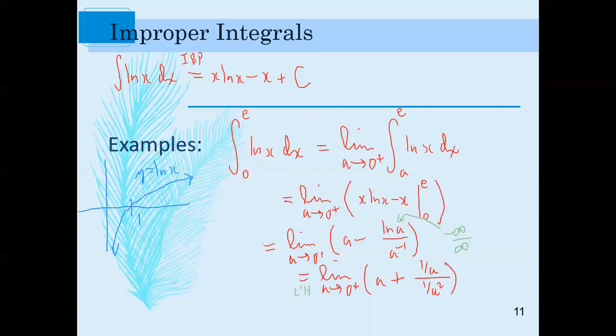But what's this? 1 over a squared. What's that in the end if I were to cancel stuff? That's just a, right? So what's this end up being in the end? It's the limit as a goes to 0 of a plus a, which is, oh, well, it's the limit as a goes to 0 of 2a, but what does the limit end up being? 0. 0? That's interesting.